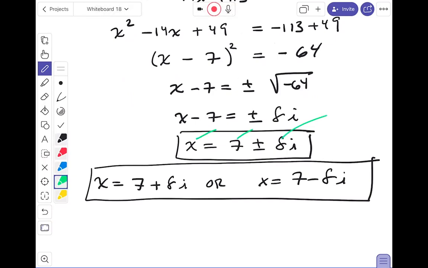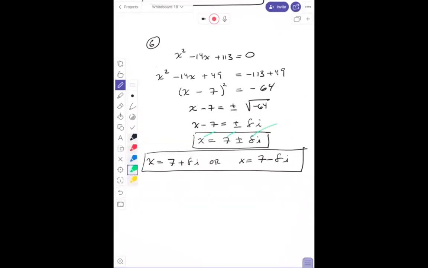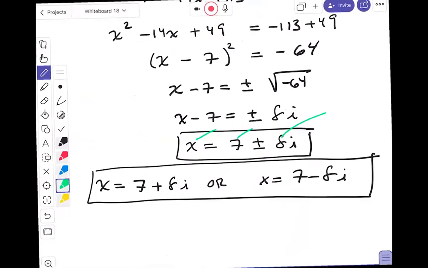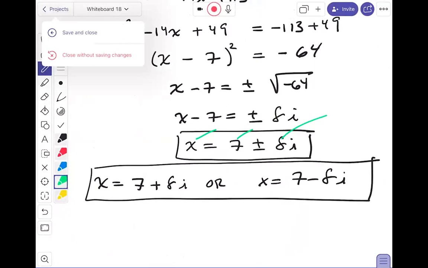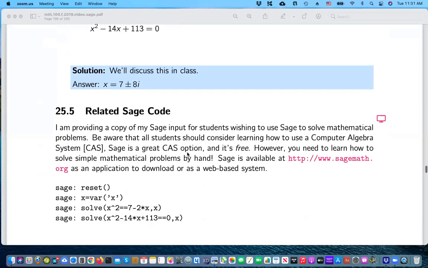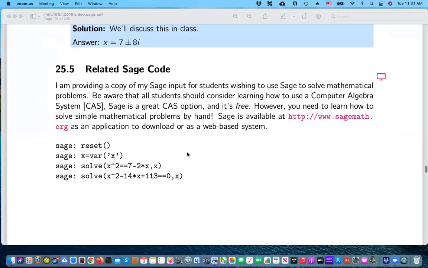All right, I'm going to switch back to the notes now, and just briefly talk about the Sage code. Again, that's optional. I certainly would like you to give it a try, though. And again, it's fairly simple. I'll just maybe go through it with you.